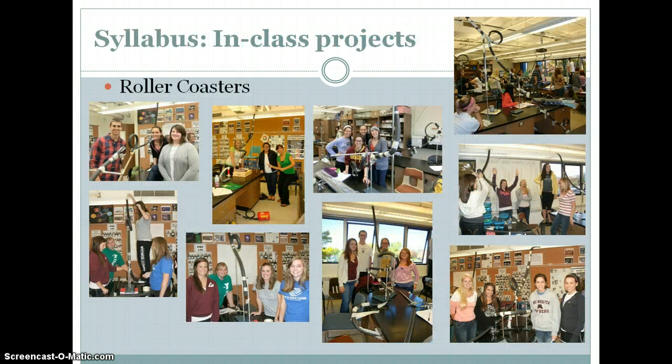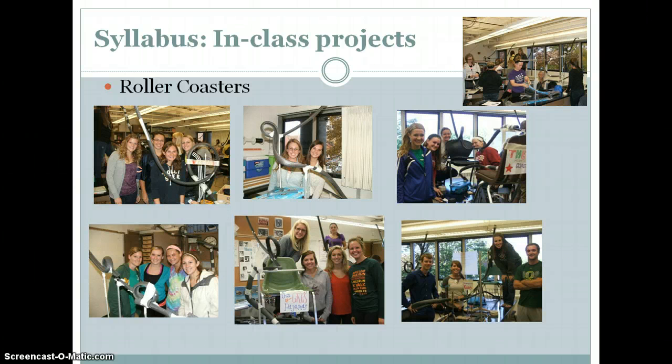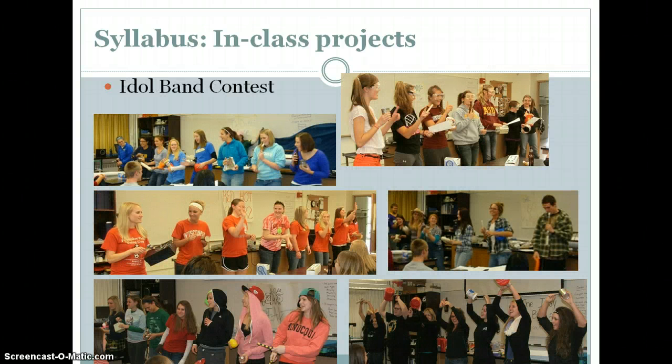So here's a few pictures of some of the in-class projects we do, like building roller coasters out of foam pipe insulation. So you can just see all of these smiling faces excited about learning physics. Here's some more pictures. Maybe you recognize a few faces here. In the sound and music unit, we do an idol band competition where you'll create a musical performance using homemade instruments with some choreography.